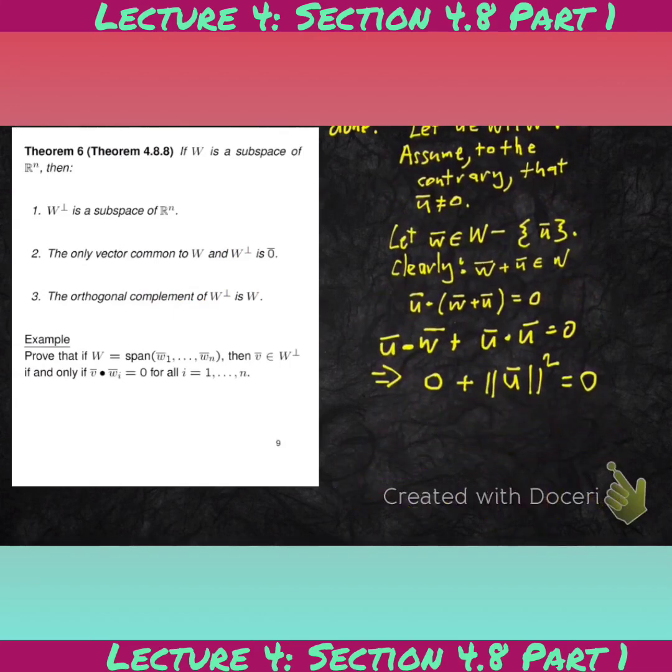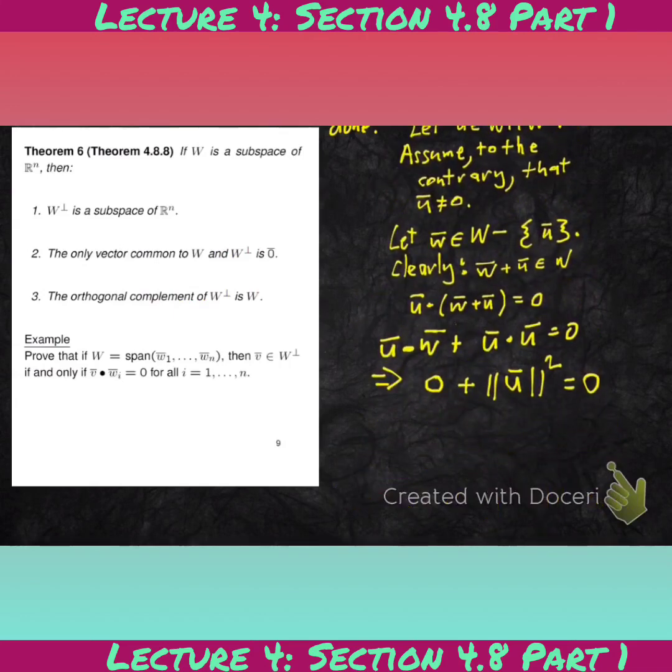Righto, so therefore, what do we know? We know that the norm of the vector u is 0, and the only way that the norm of the vector can be 0 is if that vector itself is in fact the 0 vector.